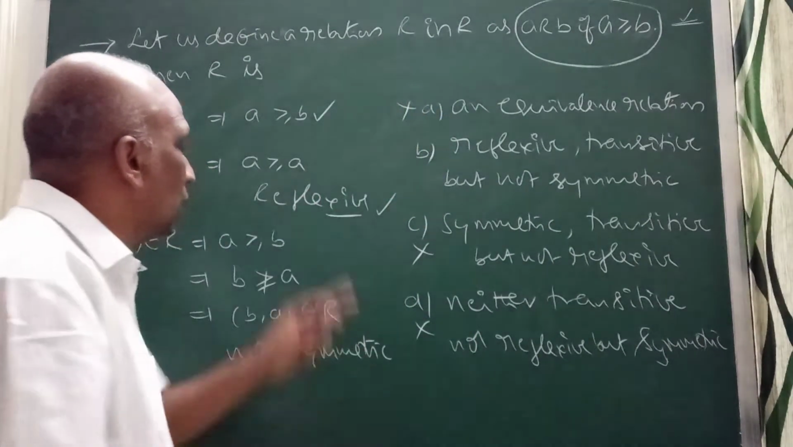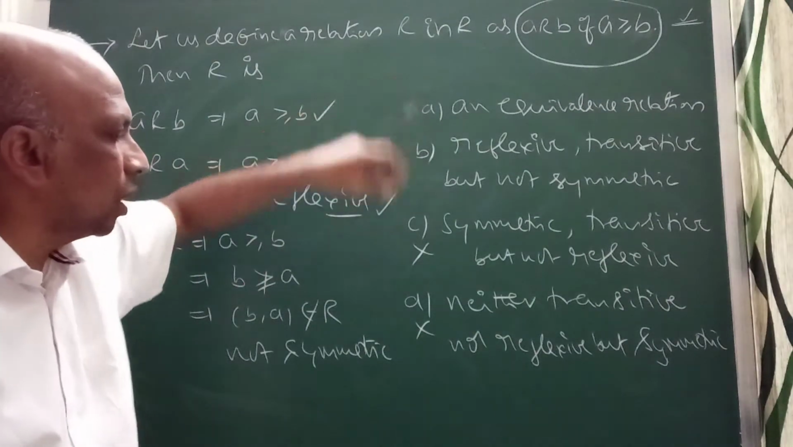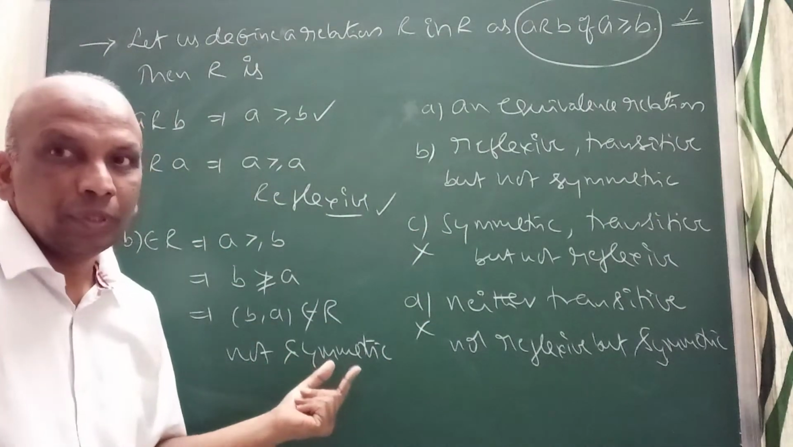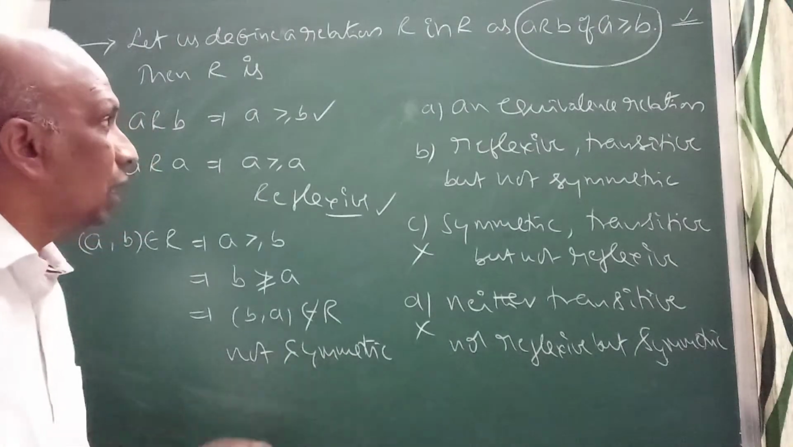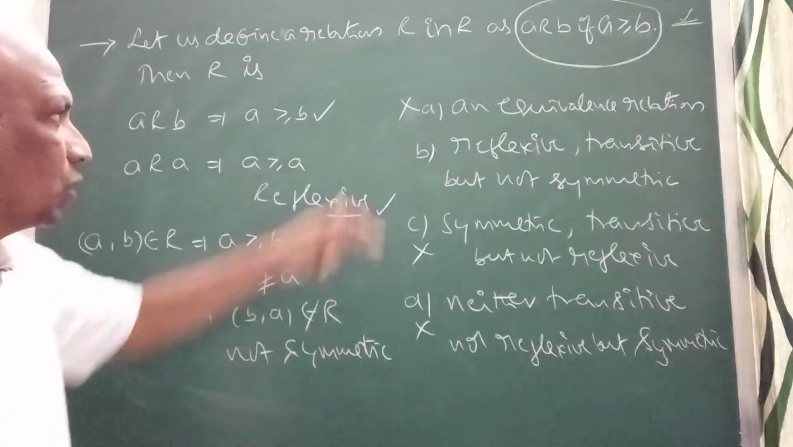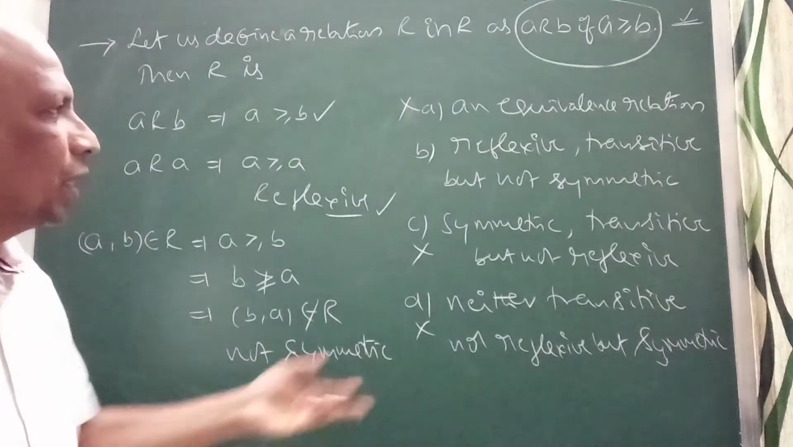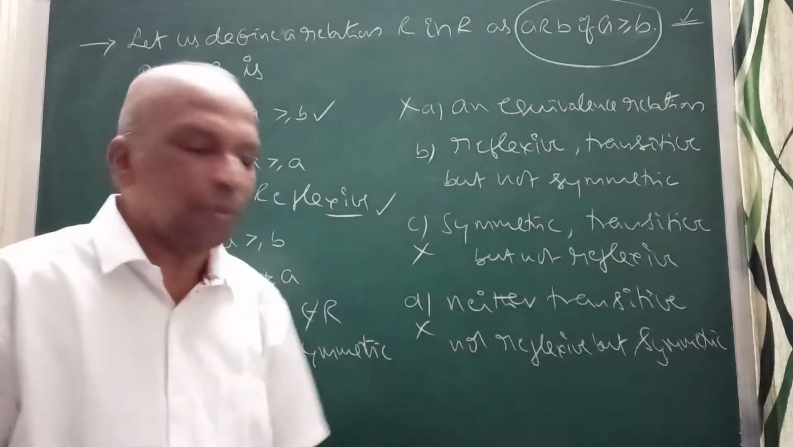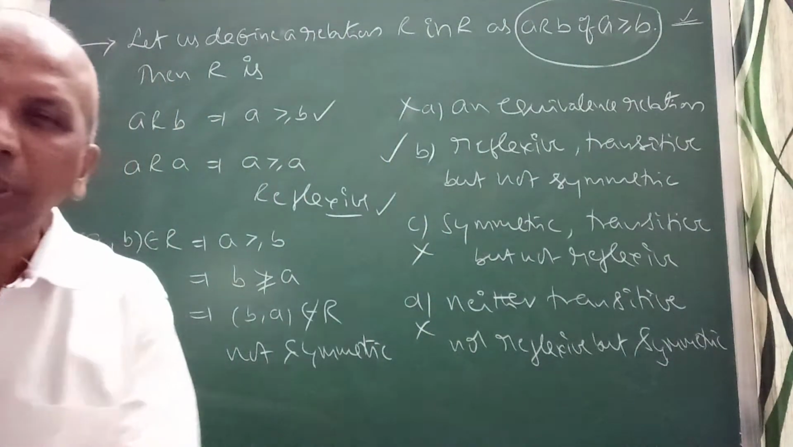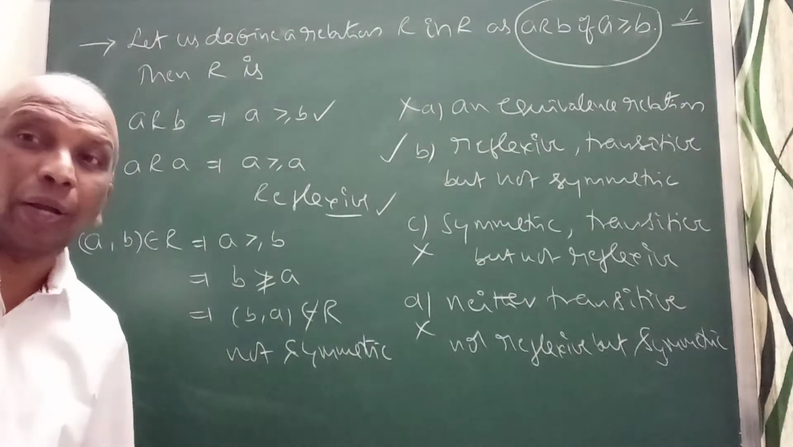Previously you saw it is reflexive, so I eliminated that option. Coming to not symmetric, not symmetric means automatically it is not equivalence, right? That is true. So what is our remaining option? Reflexive, transitive but not symmetric. Your option is B only. Even you can check transitive.